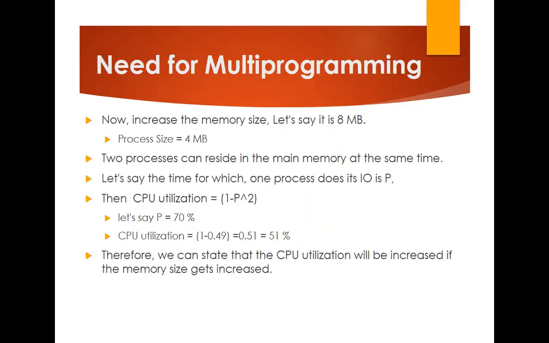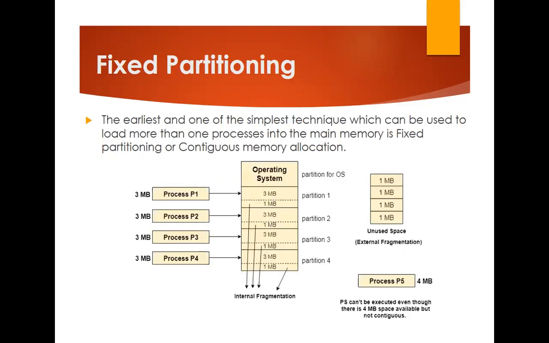When they realized that increasing memory size and putting more processes into memory will increase the CPU utilization, they tried to find a way to divide the memory. I mean, to put different processes, we have to divide the memory, not physically, but logically. Okay, so this is called partition.